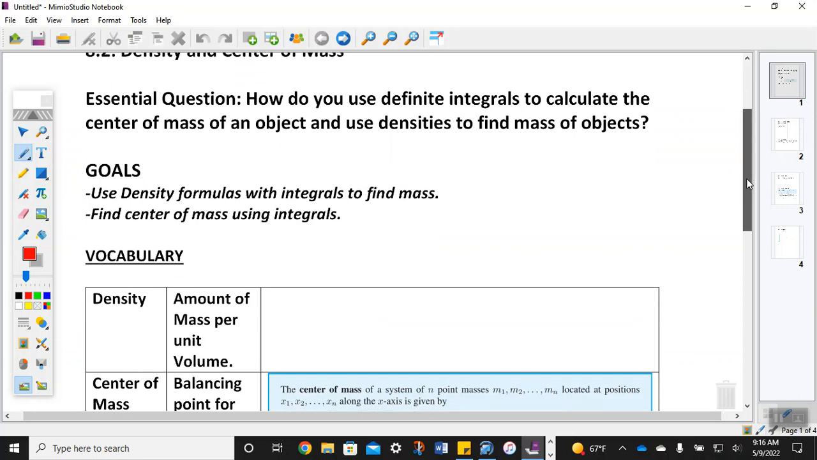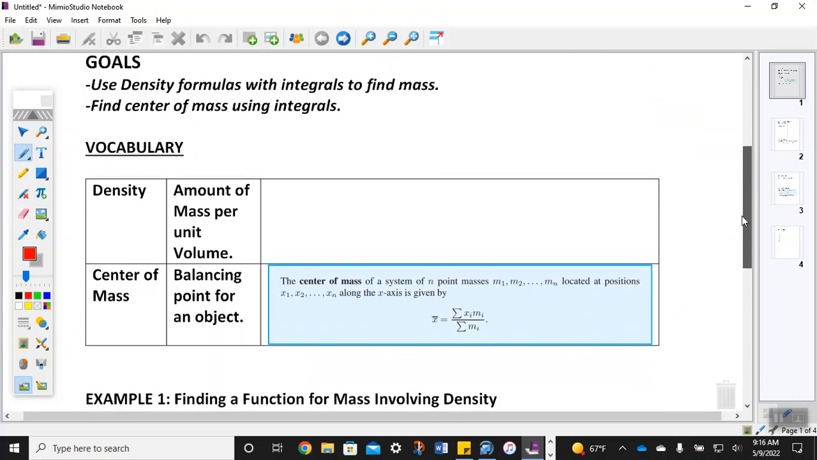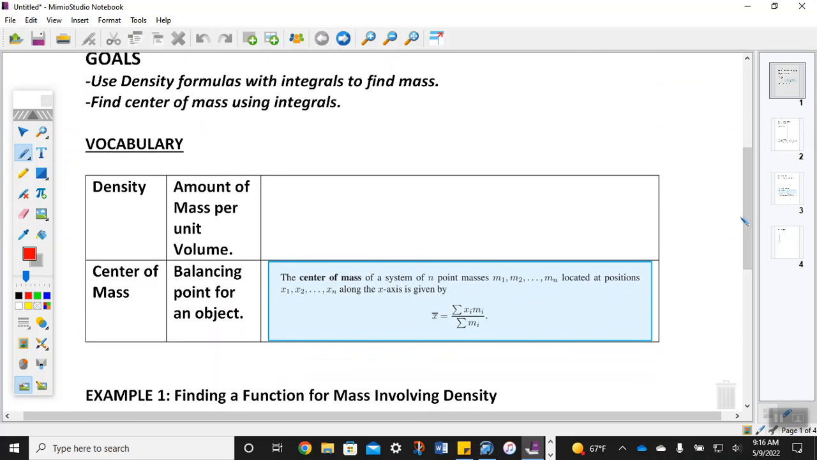So the goals for the day: we're going to use density formulas with integrals to find mass. And then we're going to find the center of mass using integrals. I'll show you there's a couple of formulas for this. There's two formulas, depending upon what information they give you. I put one down in here, but we'll be adding another one to that today in vocab. So let's get started.